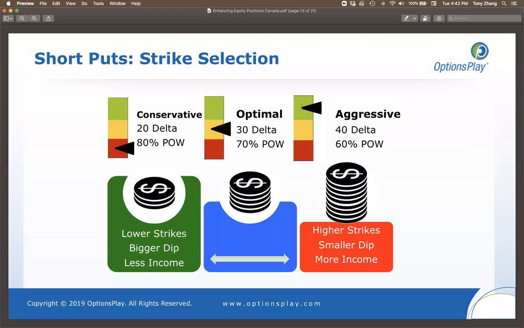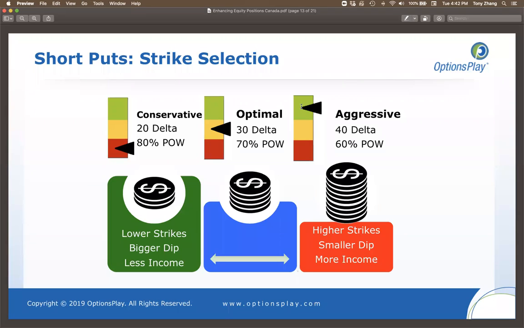So now that we talked about expiration dates, let's talk a little bit about strike prices. We have 3 different strike prices up here: conservative, optimal, or aggressive. And we use delta to determine those strike prices. The reason we use delta is because delta is the only variable that allows us to control for the fact that different times of the year have different volatilities and different expectations.